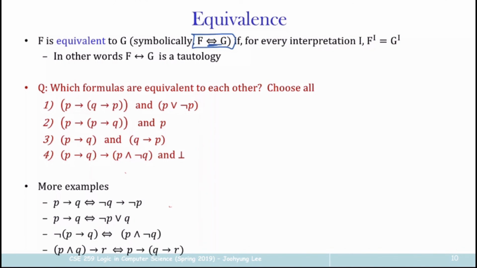So when you write the truth table for F and the truth table for G, they are identical. When one is true, the other is also true, and vice versa. It doesn't mean that all of them must be true or false, but both of them should agree on the truth values. When one returns true, the other should return true. When one returns false, the other returns false. In that case, we say F is equivalent to G, and this is actually equivalent to saying that this formula is a tautology. Okay?